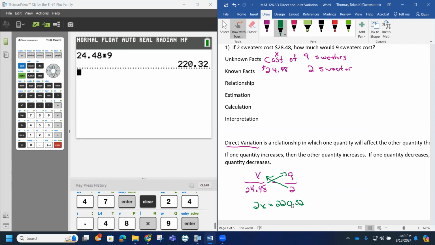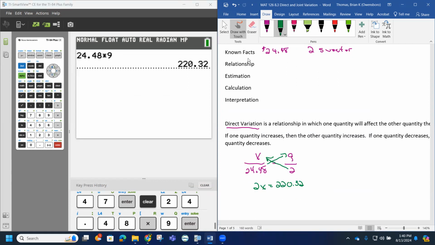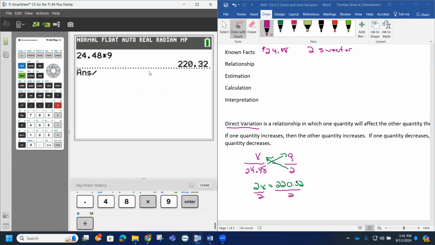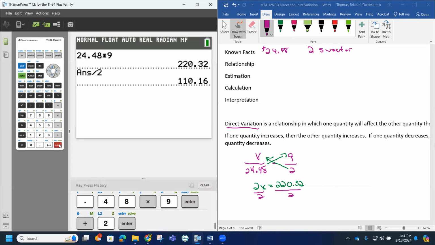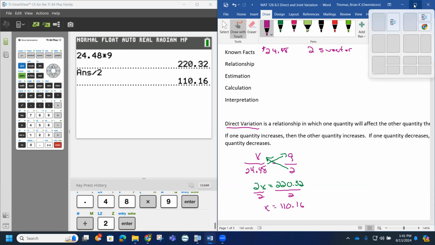So if I want to solve this equation for x, I can divide both sides by 2. Notice that answer is already there, so if I just hit division, that answer drops on down. And if I divide by 2, that means 220.32 divided by 2. I don't have to type the whole problem over again, I can just continue on. And x would equal $110.16. So that would be a way to approach this problem.